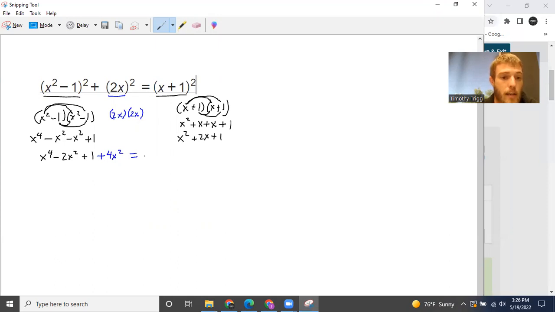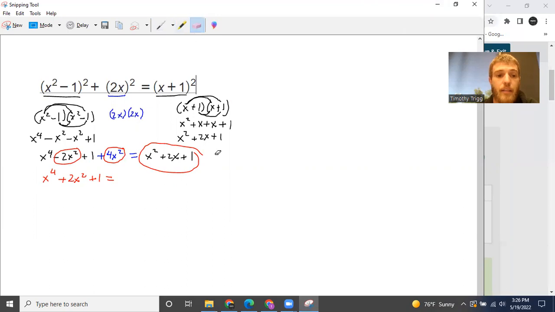Okay, so on the right side of the equation, we have x squared plus 2x plus 1. Okay, are these equal? Well, yes, they are, because notice on this left side, I can combine this 4x squared and this negative 2x squared. So that gives me x to the 4th, and I can combine those, that's a positive 2x squared, and we still have a plus 1 here. Notice that equals this side, doesn't it? So since both sides are equal, that shows that the Pythagorean theorem holds for this relationship, okay?